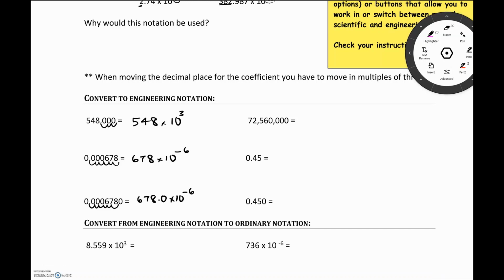All right, and likewise, this is going to be 72.56 times 10 to the 6. You could see how we got that. This is going to be 450 times 10 to the negative 3, and this becomes 450 times 10 to the negative 3. Now, if these were measurements, then we would have to take accuracy and precision into consideration.